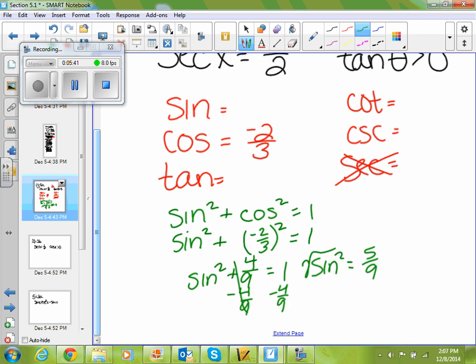So then if I square root both sides to get the sine by itself, square root of 5 just stays square root of 5. Square root of 9 is 3, so I know that sine is square root of 5 over 3. Okay, and if I know sine, then I can find cosecant by flipping them upside down. So I know that cosecant is 3 over square root of 5.